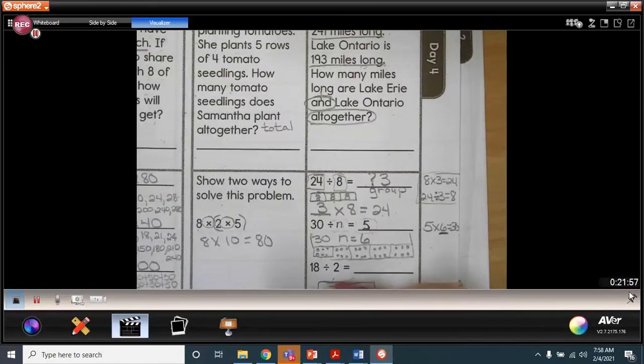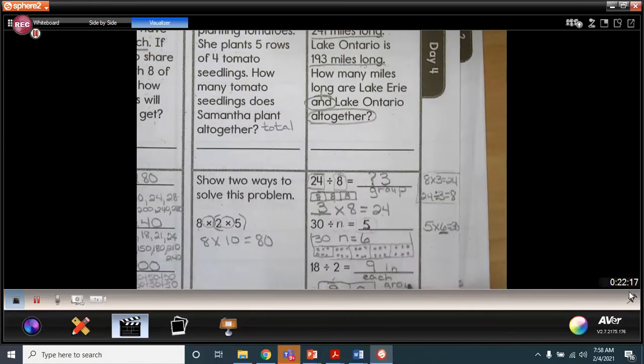So we need to know our multiplication facts fluently so that we can know that 2 times 9, 2 groups of 9, is going to give me 18. Or if I take these 18 and divide them equally into 2 groups, there will be 9 in each group.